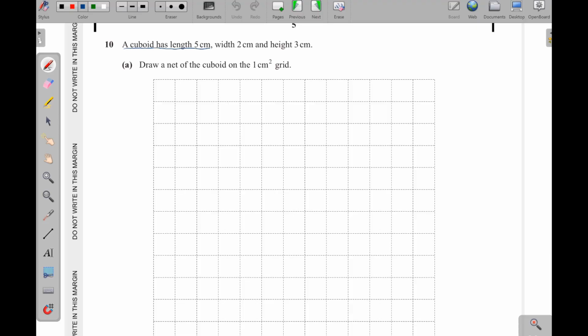Question 10. A cuboid has length 5 centimeters, width 2 centimeters, and height 3 centimeters. Draw the net of the cuboid on 1 centimeter grid. Now in here, the cuboid, we have the length here, which is 5. Then the width is 2. Then when I try to put it all together, that is the one here. So the height is 3.